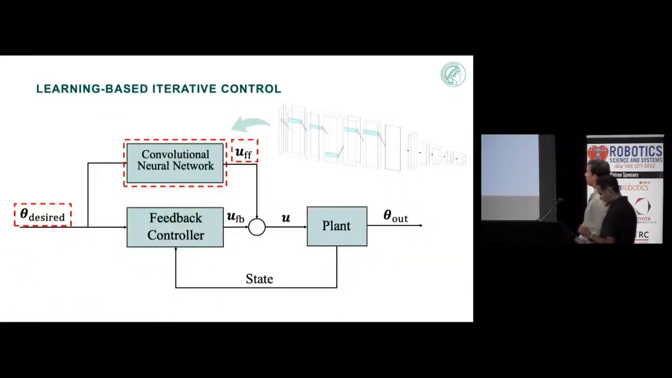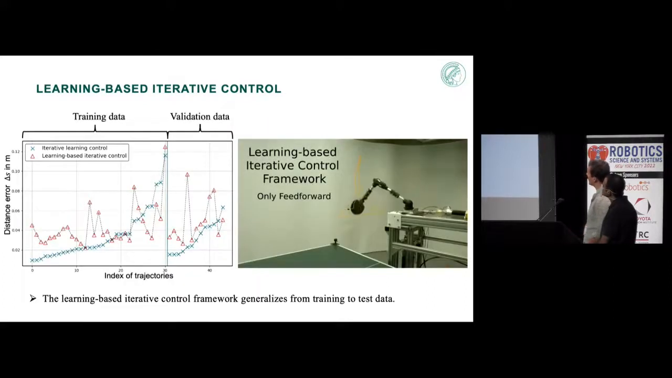So now we plug in our convolutional neural network. We chose a convolutional network because we wanted to capture the coherence in time, but also across the degrees of freedom. The input to this convolutional neural network is a window in time along the desired trajectory before and after the current time step, and the output is the feed-forward command of the current time step.